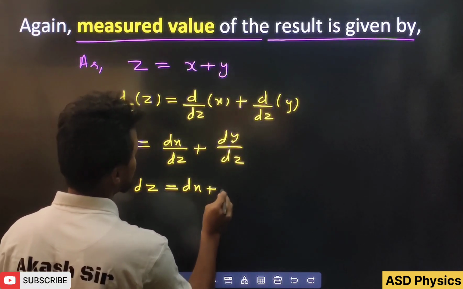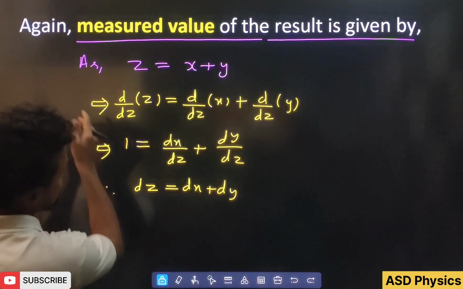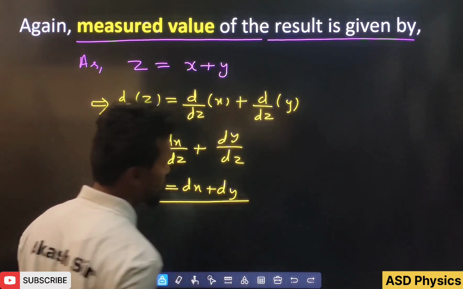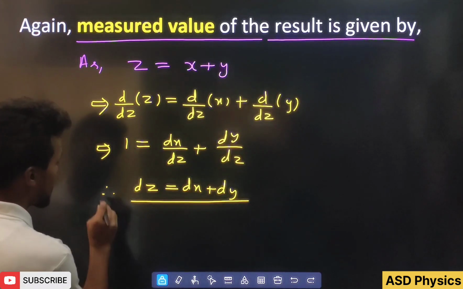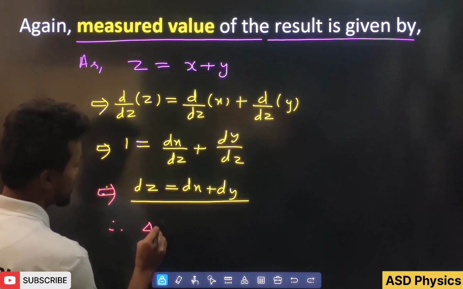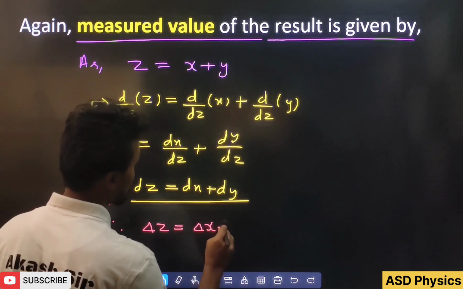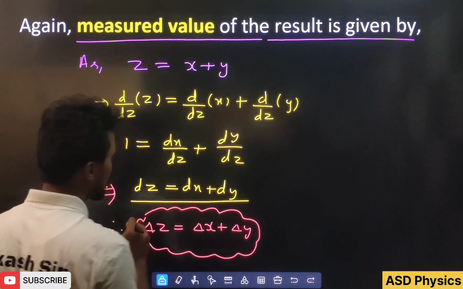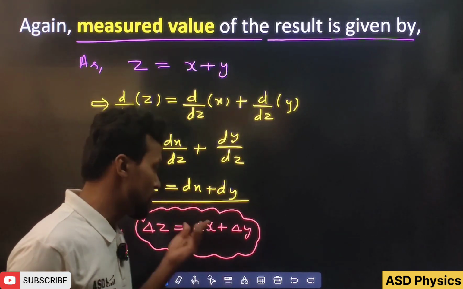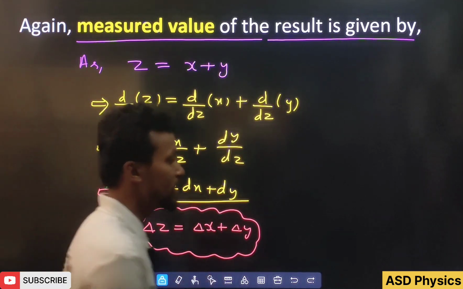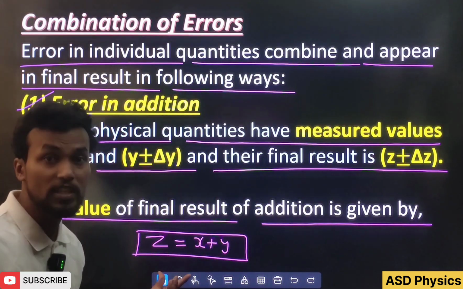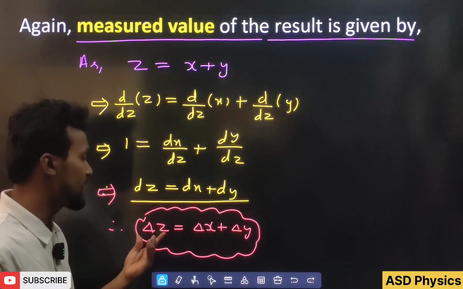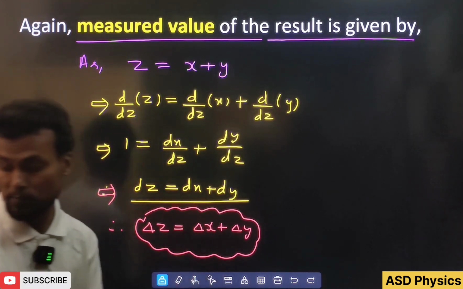That means students, I can write dz is equal to dx plus dy. Take the dz common, send it to the left side. So you can see what is coming here, dz equal to dx plus dy. Hence we can write delta z is equal to delta x plus delta y. Okay, that means in the absolute error, we have to add the absolute error for x and the absolute error for y. So this is the true value, z equal to x plus y, and in the measured value there will be error, and that error is given by delta z equal to delta x plus delta y.